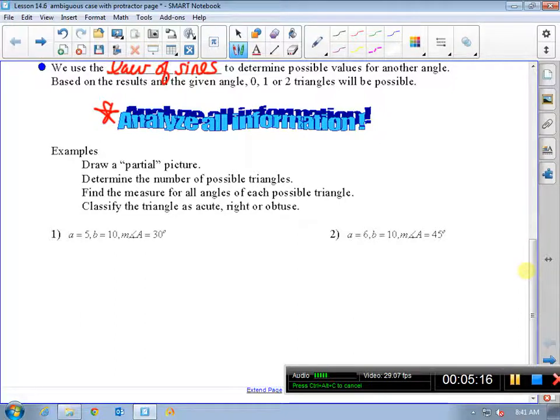Let's do a couple together. Always draw a picture. So I'm going to draw what I call a partial picture. I'm going to put my angle there on this side and then this side, and I don't completely finish it. The angle I'm given was 30 degrees. Measure of angle A is 30 degrees. Now make sure you get that side a across from it. And then the other side is the side between them.